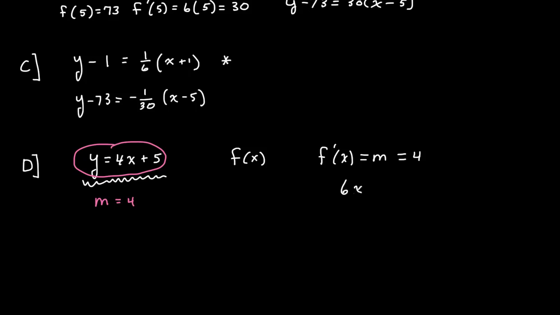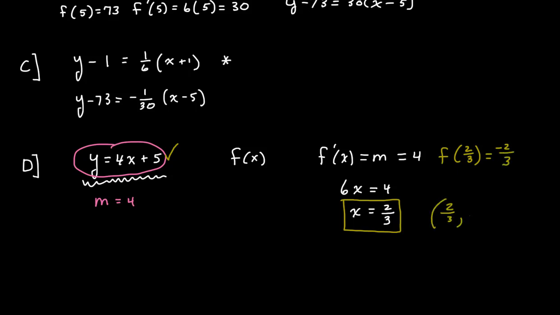And of course, the slope function is 6x, and we want to see where that equals 4. So clearly, it's going to be when x equals 2/3. That's the x value where we're going to have the phenomenon that the tangent is parallel to this line. It's not going to be the same as that line. It's just going to be parallel. And to find the actual ordered pair, we have to find f of 2/3, which equals negative 2/3. And so the ordered pair would be (2/3, -2/3).